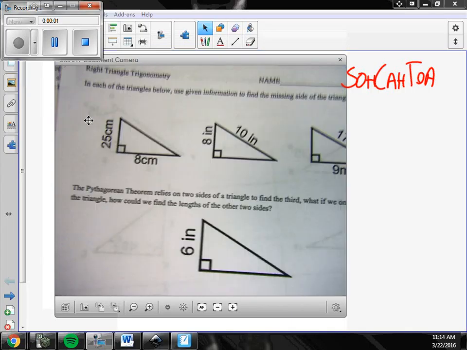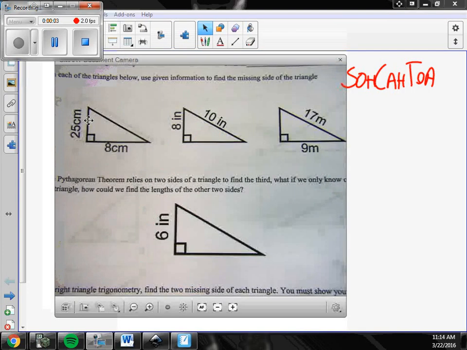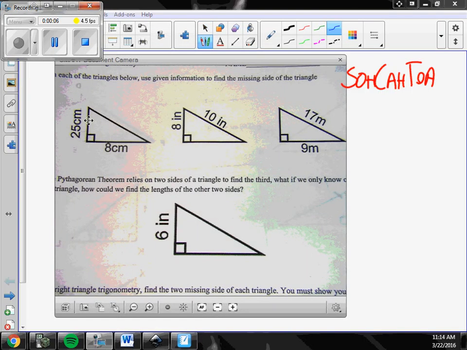On the sheet, you see 3 right triangles. In each of the triangles, we're given 2 sides, and we're missing the third. So the legs are A and B, but it doesn't matter which is which. And then the hypotenuse would be C.